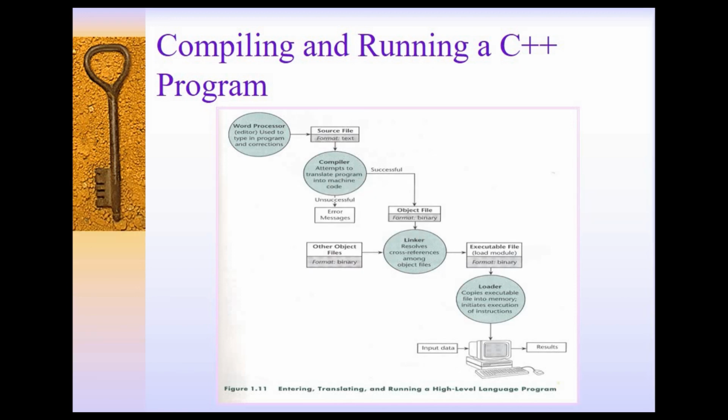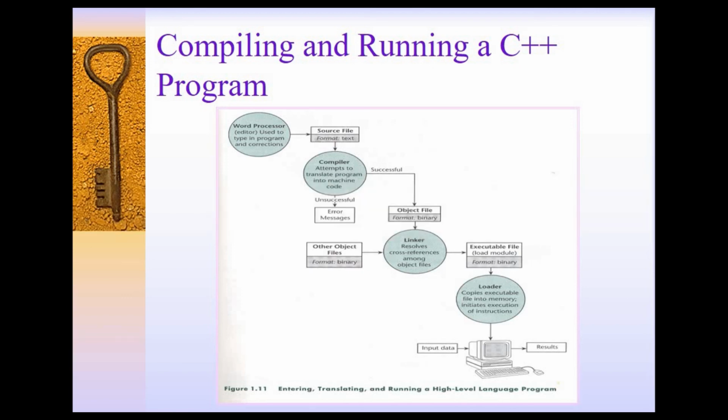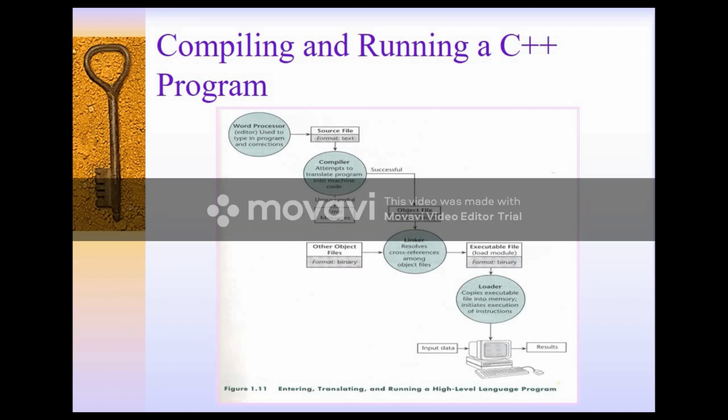Then all the object files are linked together by the linker. As I told you already, the linker creates a single executable file. Once the single executable file is created, the loader copies the executable file into memory and initiates execution of instructions. This is how the compilation of a C++ program works.